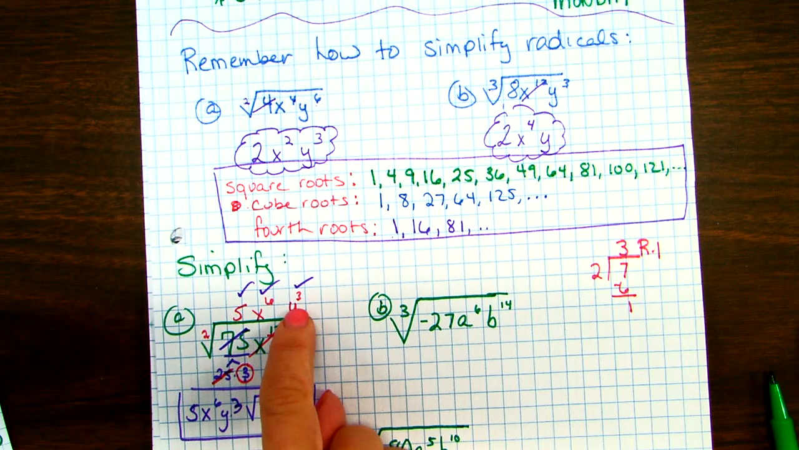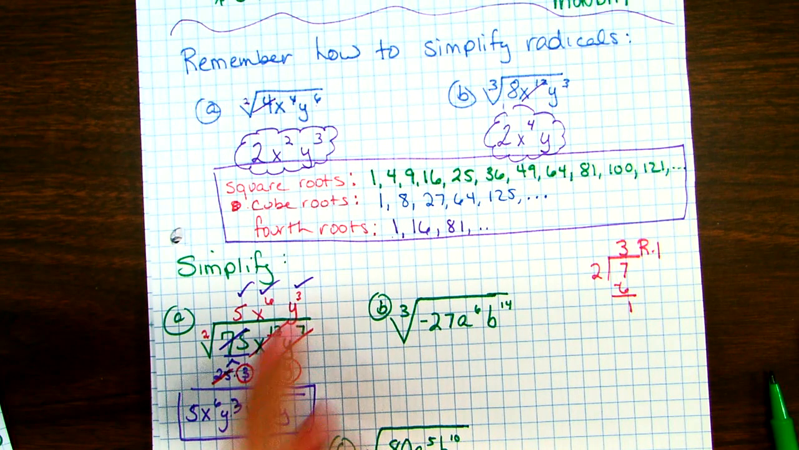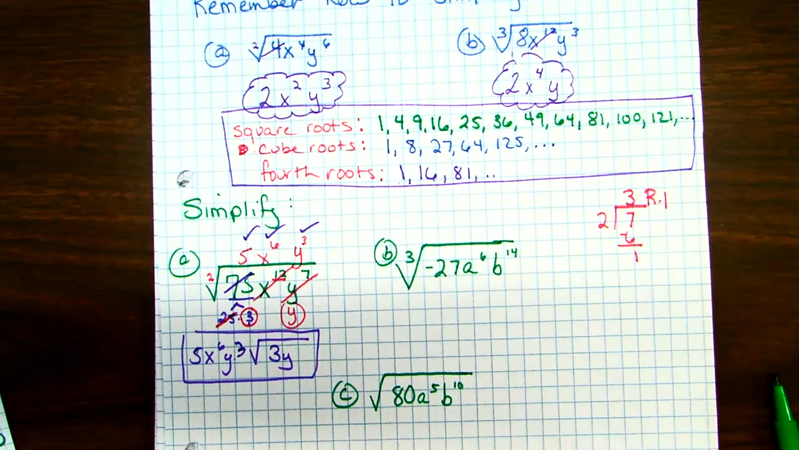That y to the 3rd is this 3 right here. I wrote it 2 by accident. Thank you, Dylan. Okay, let's do another one.